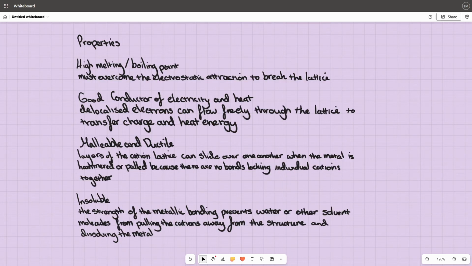Okay, and the last thing you need to know is the properties of these metals in the metallic bond, both through the bond and because of the giant lattice structure. The first one is the high melting and boiling point. That's because the electrostatic attraction in the lattice structure needs to be broken to break the lattice. And as we know, these are very strong. The next one is a good conductor of electricity and heat. This is because electrons can flow freely through the lattice, and this means that they can transfer charge, heat, energy by passing through.